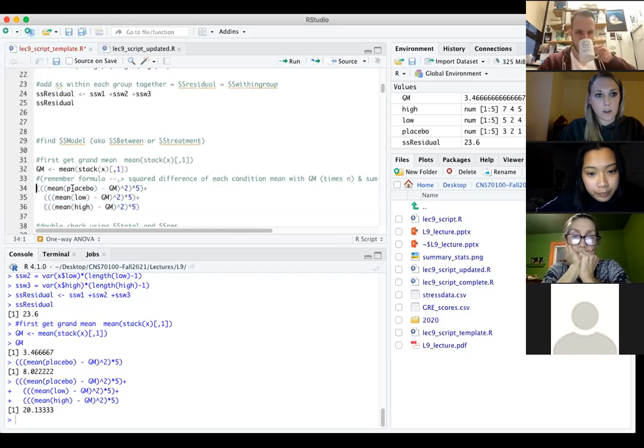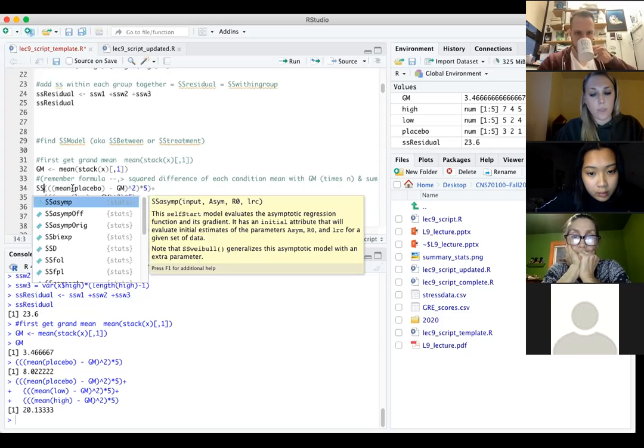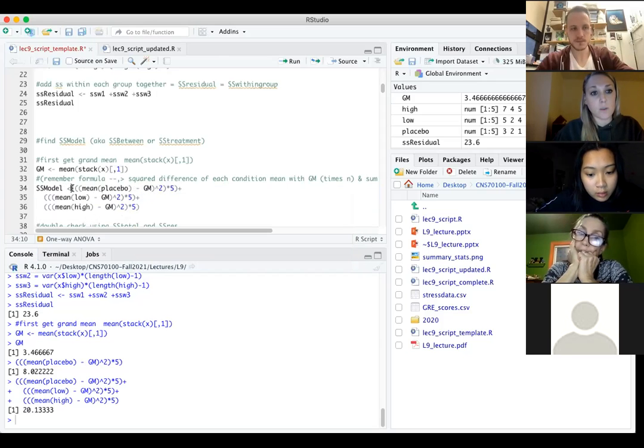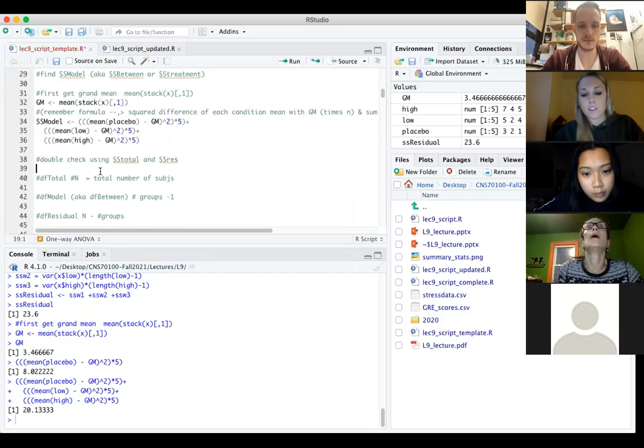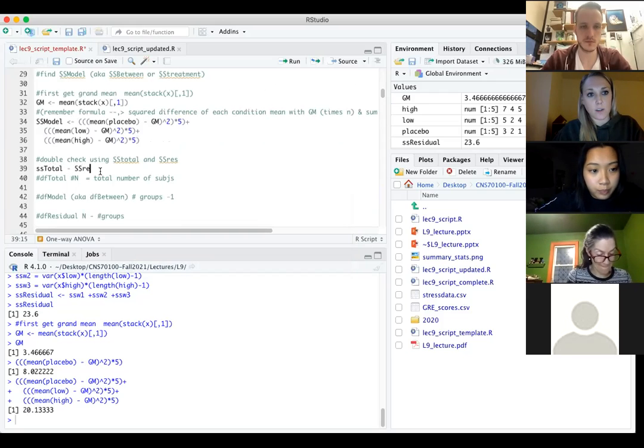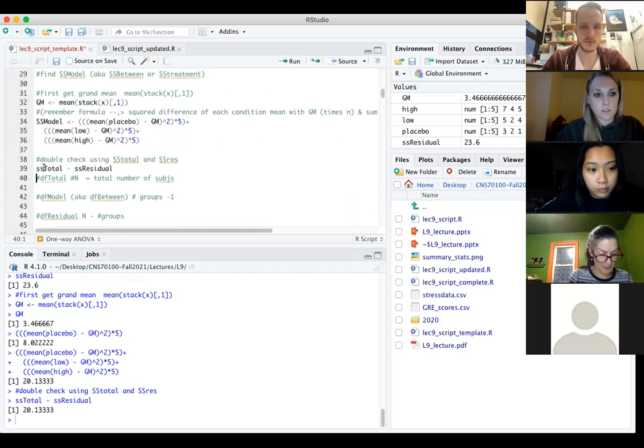So I'm just going to call this sums of squares model. Remember, this is sums of squares between, but we're just going to call it the sums of squares model. And now just to double check, let's do sums of squares total subtract sums of squares residual. And that also equals the same thing, right? Because these add up together.